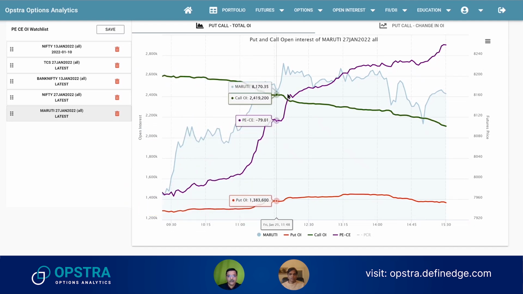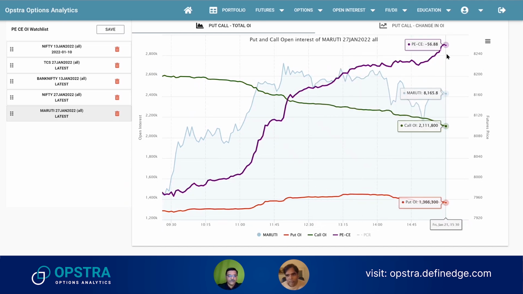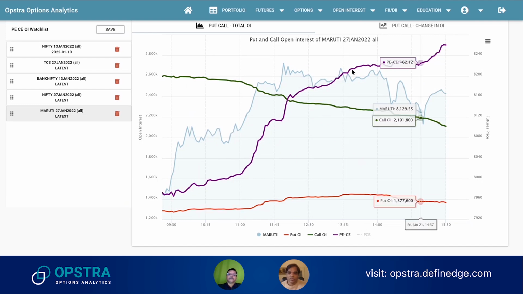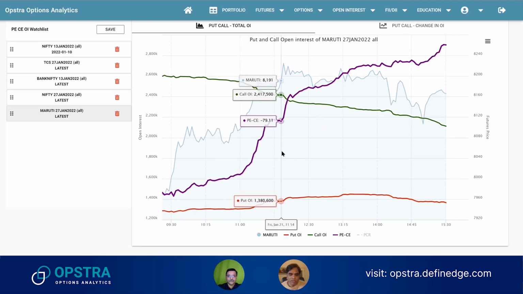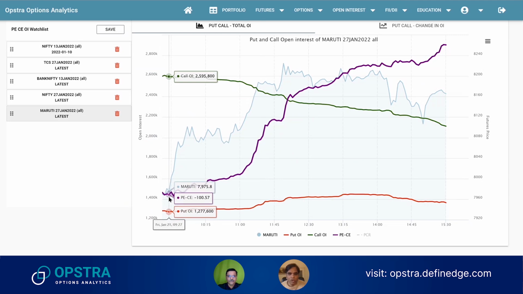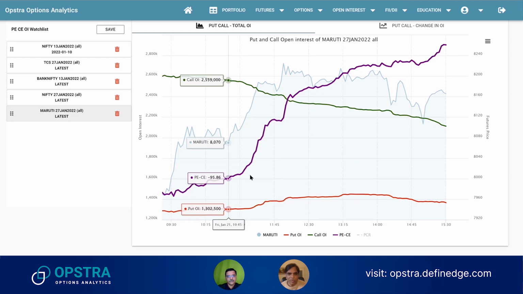You can take long anywhere here, which was near the futures price of 8,050 or so, and it went up to 8,200. And even when the futures started coming down, the PE minus CE was still rising. So this is exactly what it does. It kind of tracks with your price action, but it gives you additional confidence of how the open interest buildup is behaving and how it is supporting the market.